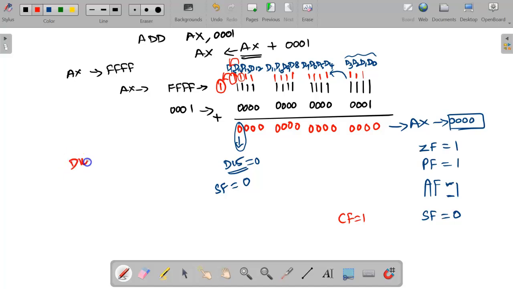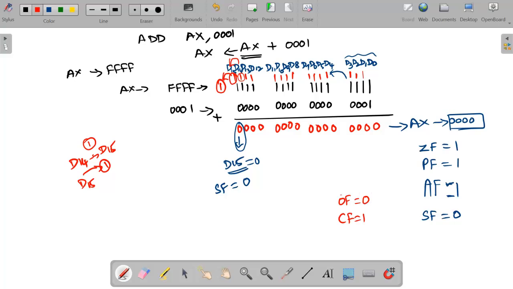So from D14 to D15 we are getting one carry, and from D15 also we are getting a carry. So what is the condition for overflow? We should get the carry here, but here we should not get any carry. But since we get carry in both the cases, the overflow flag is 0.